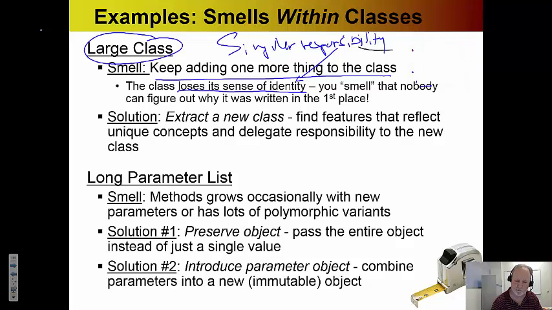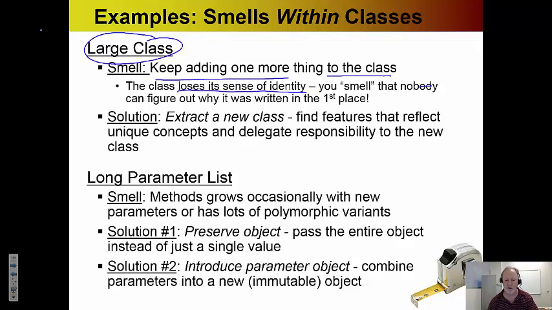So it needs to be refactored, right? There's no formula, there's no recipe. There's only guidelines and heuristics for identifying refactorings based on different smells that you might encounter. But a common refactoring here might be extract a new class, right? Find features that reflect unique concepts and delegate responsibility to the new class. So instead of doing it in that original class, take those extra things.